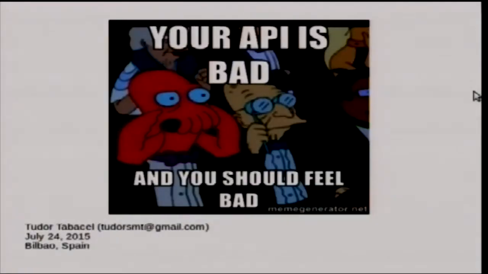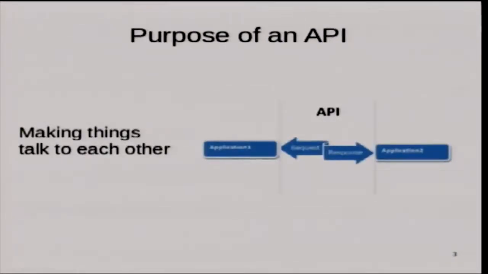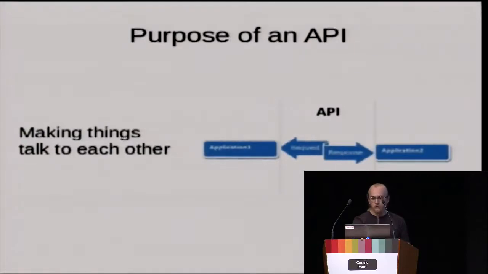So, I'm here to talk to you about APIs and why they are bad. I should start with the definition of an API, which is an application programming interface, which can be considered a set of routines, protocols, and tools for building software applications, which is kind of vague because everything a programmer interacts with is an API. So, the purpose of an API would be making things talk to each other.